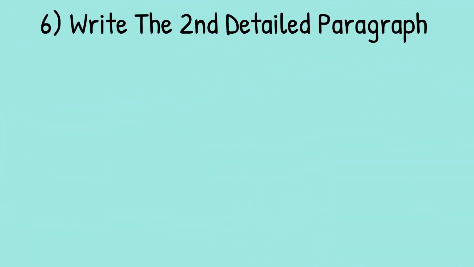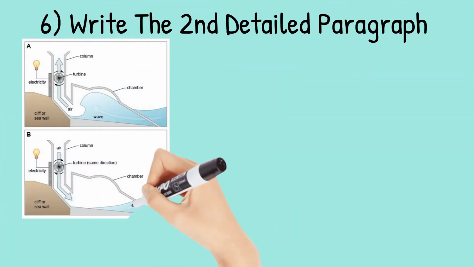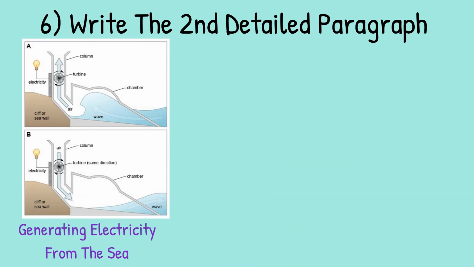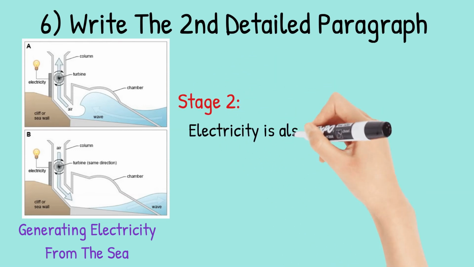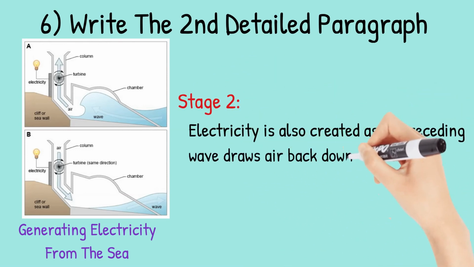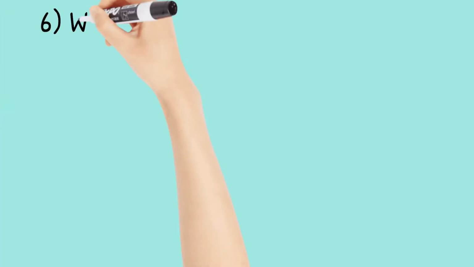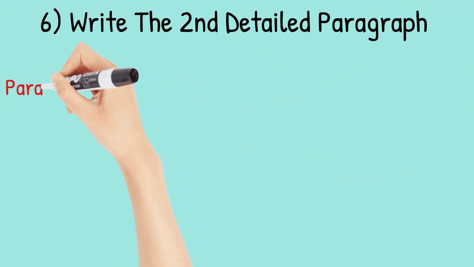Next, we will write the second detailed paragraph. For the fourth and final paragraph, you do the same thing for your remaining key features, or for this question, the second stage of the process. Here it is again. Stage 2, electricity is also created as the receding wave draws air back down the column. Here's an example of what you could write for paragraph 4.